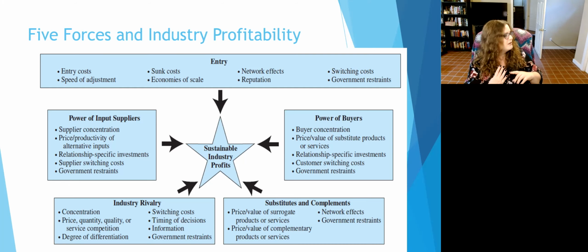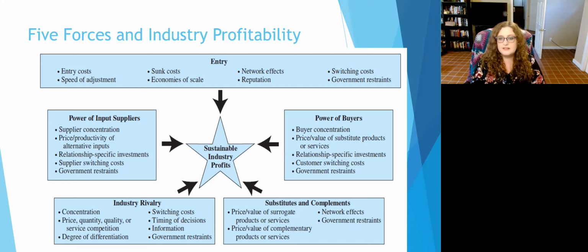Government restraints, we're going to talk a lot about regulation and how that affects companies during this. How is you starting a business going to affect reputation, economies of scale, speed of your ability to adjust to the changes in the market? Understanding those entry pieces is a key part of sustainable industry profits, because if you have a good idea of what your real sunk costs are, and you have a good idea of how much you can save if you scale up your business, and you have a good idea of what it's really going to cost from switching to different items, you can make really smart entry decisions.